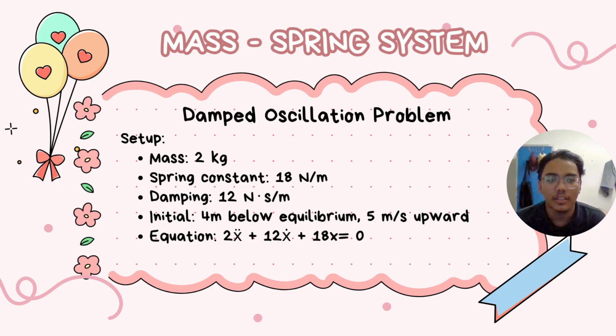I will continue our presentation. We will be exploring a practical engineering problem using differential equations, analyzing a damped oscillation system. We have a mass-spring system with the following parameters: a 2 kilogram mass attached to a spring with constant 18 newtons per meter, damping coefficient of 12 newton-seconds per meter. Initial condition: the mass starts 4 meters below equilibrium with an upward velocity of 5 meters per second. This setup gives us a differential equation which we will solve using multiple methods to verify our solution.